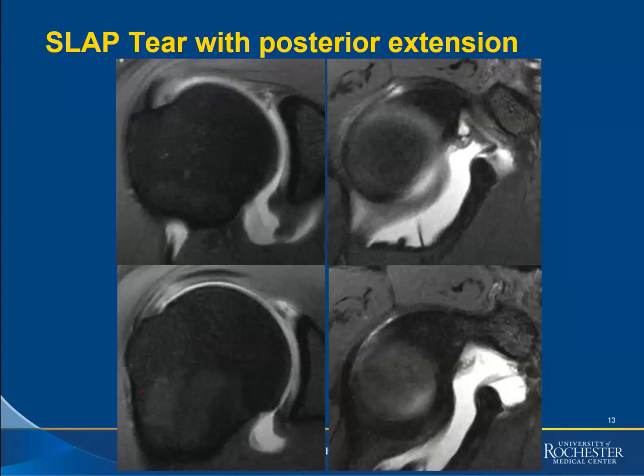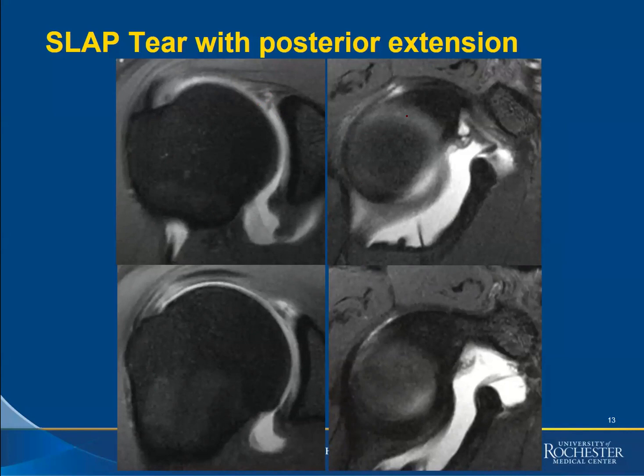This patient was a Major League Baseball player who is currently in the minor leagues. And he was experiencing decreased velocity, decreased accuracy. And again, we see that the labrum is completely torn in multiple directions with contrast imbibing within the labral substance.